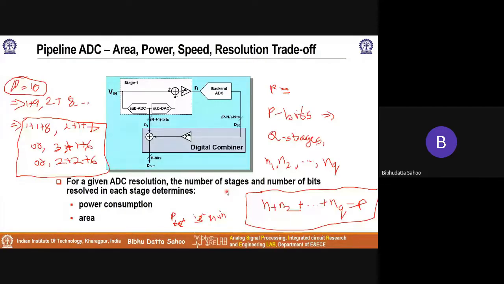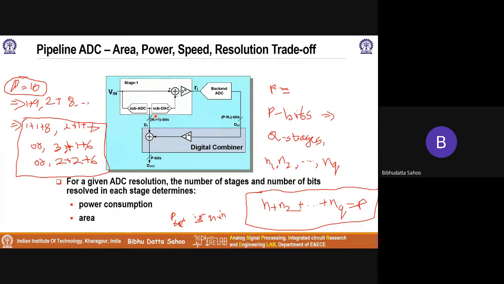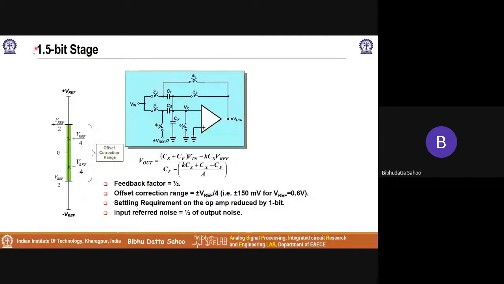So now, for this talk, I am saying let it be a 2-stage thing. Means the first case, so I will consider 1 plus 9, 2 plus 8, 3 plus 7, like that. Because we are analyzing manually, we are not writing code to analyze. So let's say the first stage is 1 bit, the next stage is 9 bits. Now the 1 bit means we need 1 bit of redundancy. So 1 bit of redundancy is achieved by using a 1.5 bit stage.